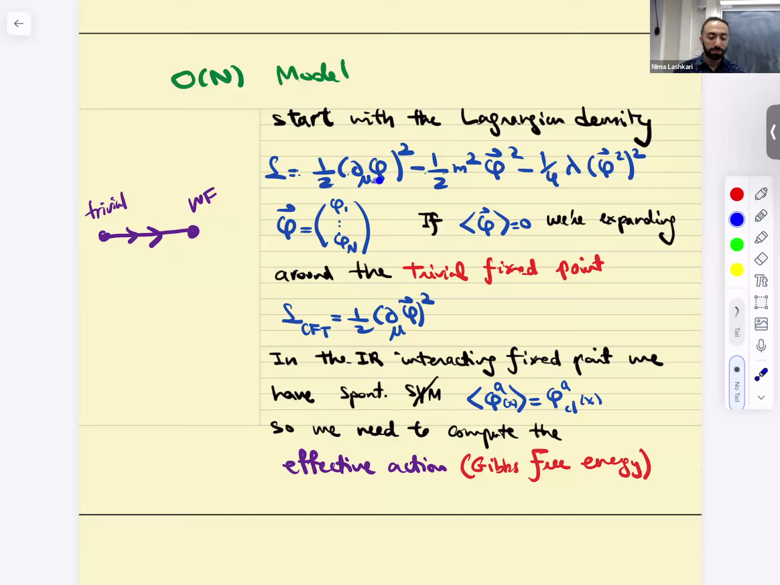That's why in my analysis, I'm just assuming that there is a one-point function. So there is spontaneous symmetry breaking. Phi_a of x is some phi classical. Because we have a one-point function, we're going to be working with the Gibbs free energy. You recall the distinction between the two was really this one-point function.